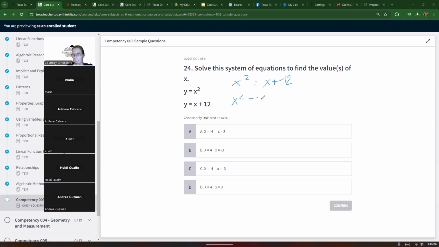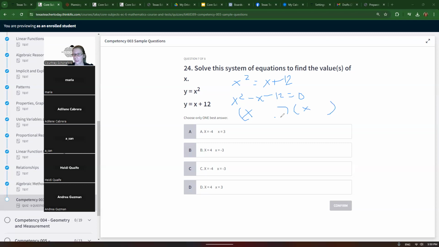X squared minus x minus 12 equals 0. Then we're going to do what the FOIL method that we talked about earlier, where we're guessing and checking. We want to figure out what we're going to do to make this equal this. So we know we need something on the first one and something on the second one that both multiply to equal x squared. Well, I know x times x equals x squared, right? So x goes here and x goes there.